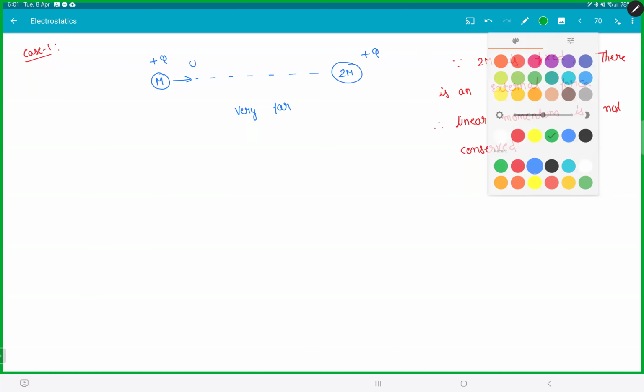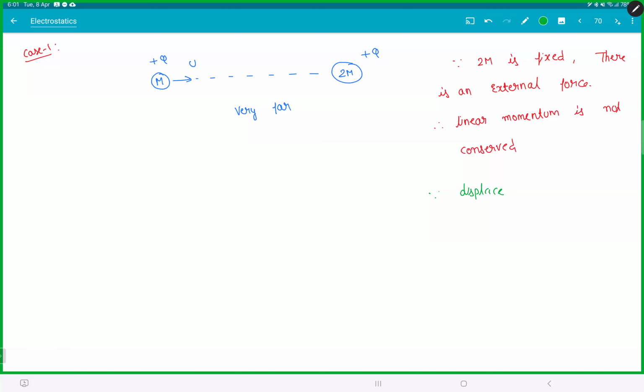Even though there is a force, displacement of 2m is zero. What is work done? Force into displacement of point of application of force. Even though on the system there is a force, there is no displacement. Therefore, work done by external force is zero. Energy is conserved. This is what should go in your head when you're solving.